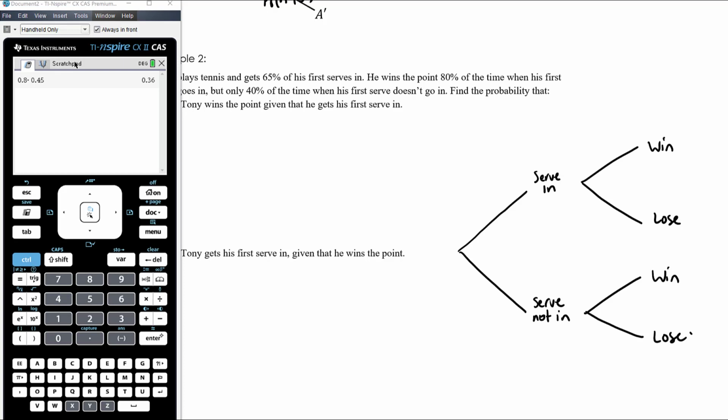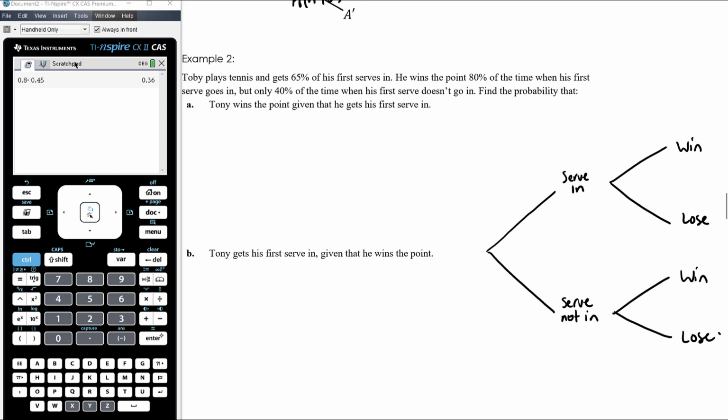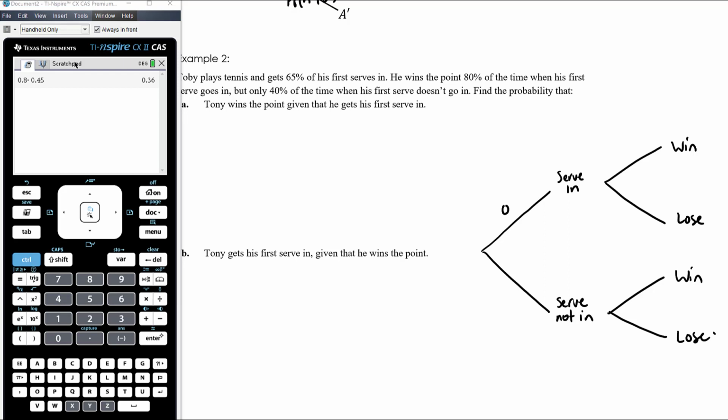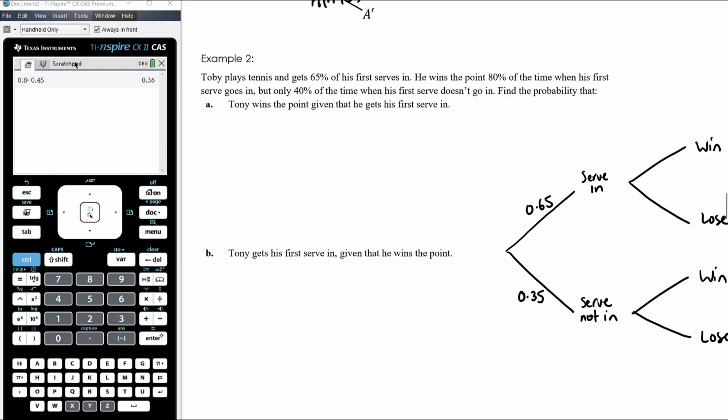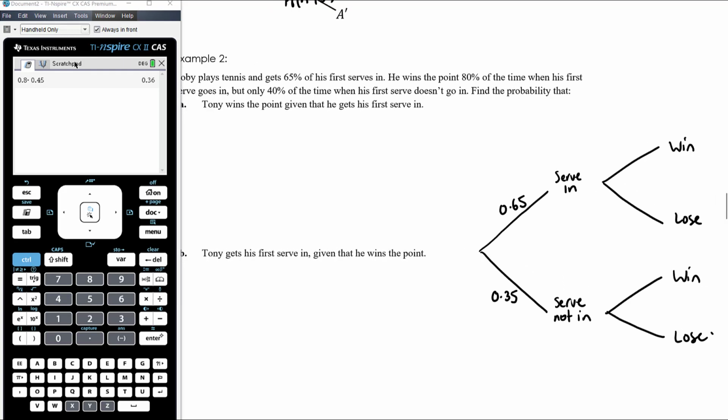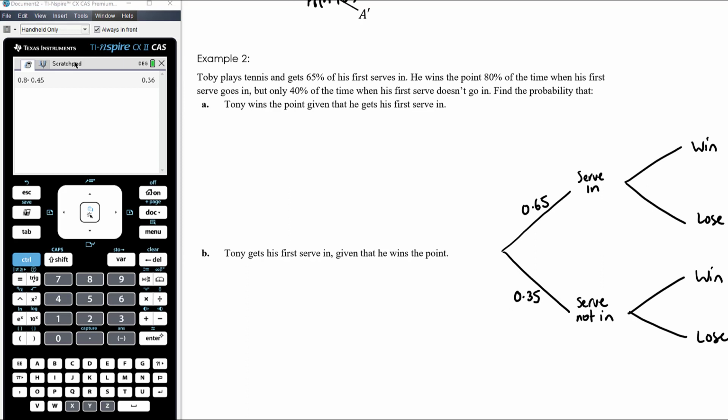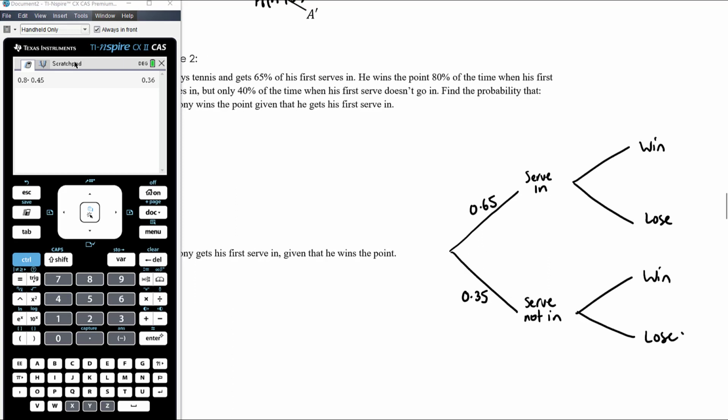Okay, those are the things that happen. So Toby plays tennis, he gets 65% of his first serves in. So this is 0.65, which means that 35% don't go in. He wins the point 80% of the time when his first serve goes in. So that's a conditional probability. Probability of winning given the first serve went in. That's this probability here, 80%. And so the probability he'll lose if his first serve goes in is 20%.